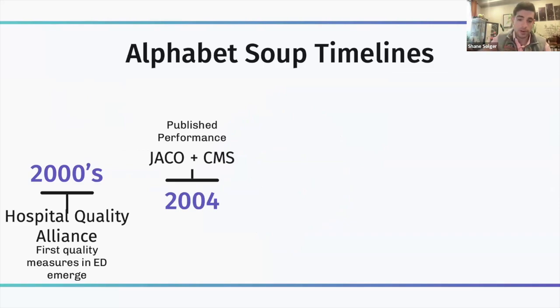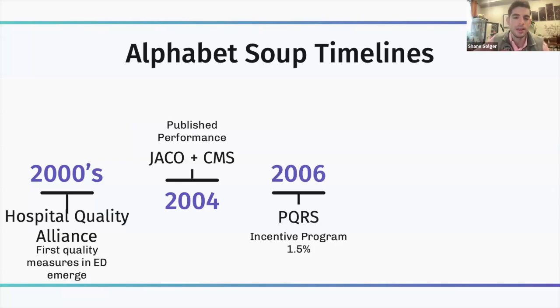In 2004, the JCAHO and CMS began to collect performance data on these measures and to publicly report it on their website. And so 2004 was the first time that comparative data was actually made available both to the public and the payers. In 2006, the Physician Quality Reporting System, or PQRS, was created by CMS.